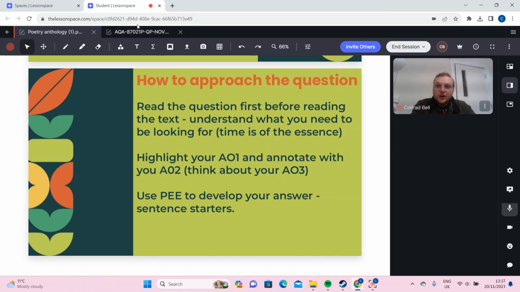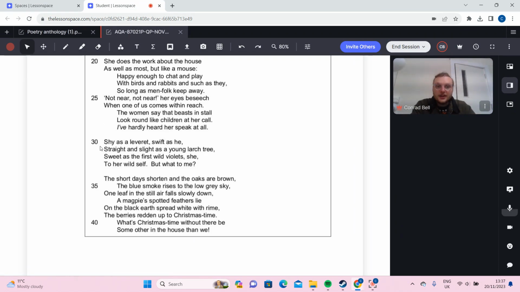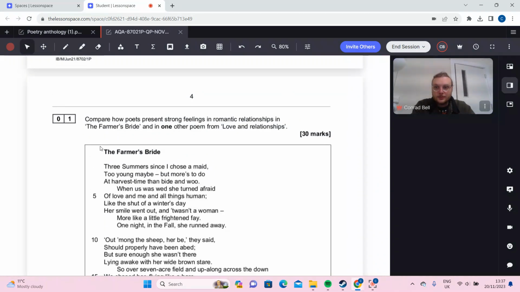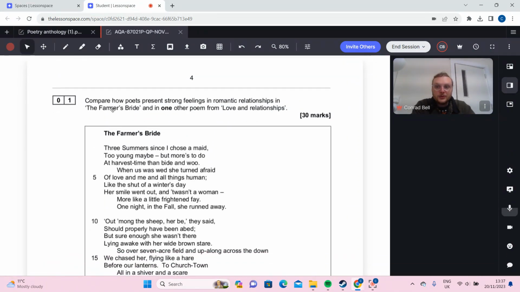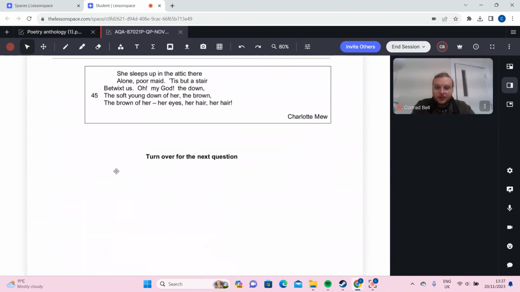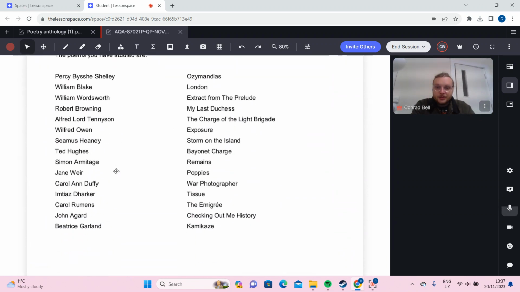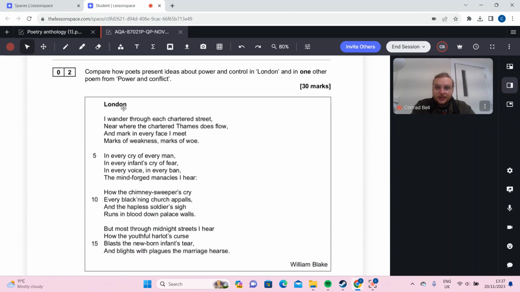So now let's look at what the exam would look like. So this is the love and relationship one. So The Farmer's Bride and one other poem from Love and Relationships. So it'll always be how the poet presents a strong feeling in romantic relationships. And then the other one, so then you just get a list of poems. Compare how the poet presents the ideas of power and control in London and one other poem.